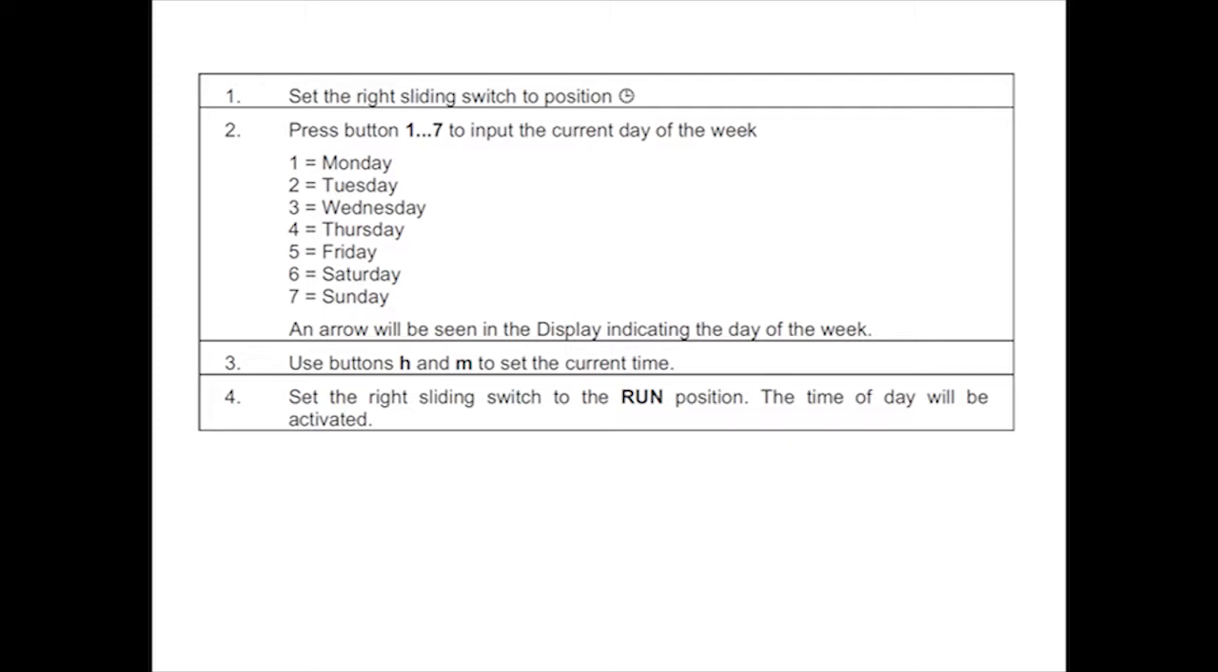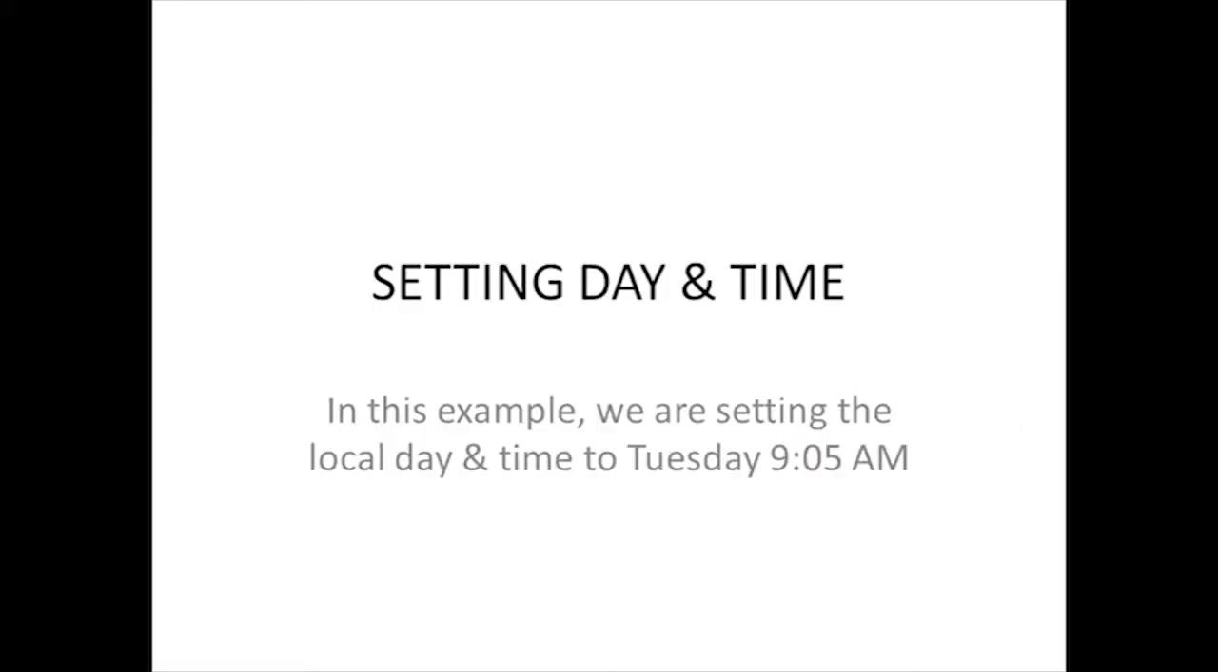To set the time of day, set the right switch, number 8, to the left position, which is the clock position. Then press the 1 to 7 day of the week button a number of times to select the current day of the week. Press once for Monday, twice for Tuesday, etc. Once the correct day of the week is selected, use the hour and minute buttons to select the correct time of day. Now move the switch number 8, run, or the center position, to activate the timer. In this example, we are setting the local time to Tuesday at 9:05 a.m.